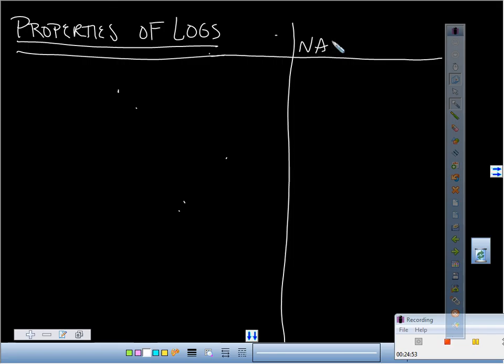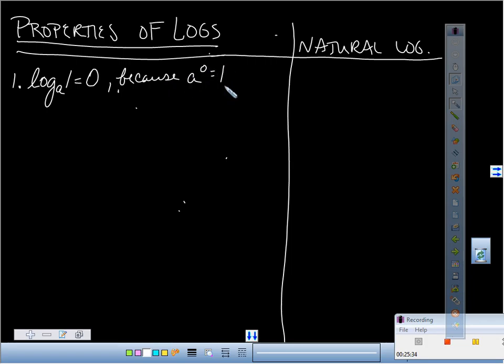Alright, so here's the natural one over here. There are 4 properties. You know 2 of them already. One of them's kind of weird, and the other one you could guess. Here's the first one. It says log base A, which means it could be anything that you want it to be. Log base A of 1, what is it? 0. Log base A of 1 is 0, because anything to the 0 power is 1.